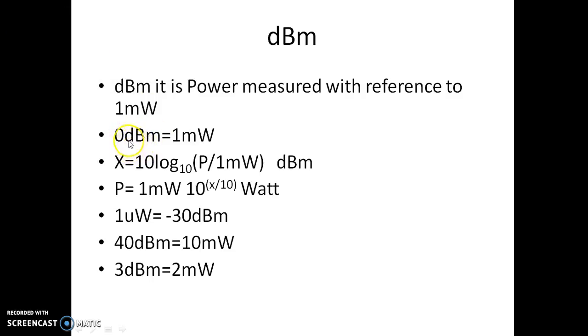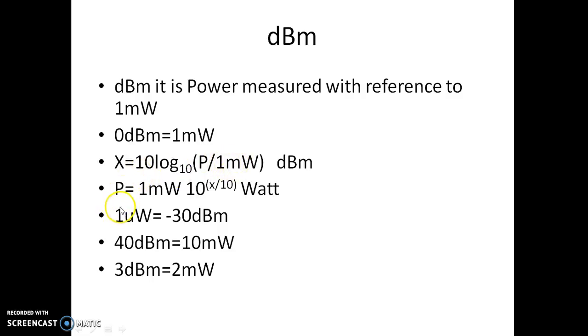So similarly, 0 dB corresponds to 1 watt. Similarly, 0 dBm corresponds to 1 milliwatt. So this X, which is in terms of milliwatt, can be written as X dBm. X dBm can be written as 10 log to the base 10 of the actual power in terms of 1 milliwatt.